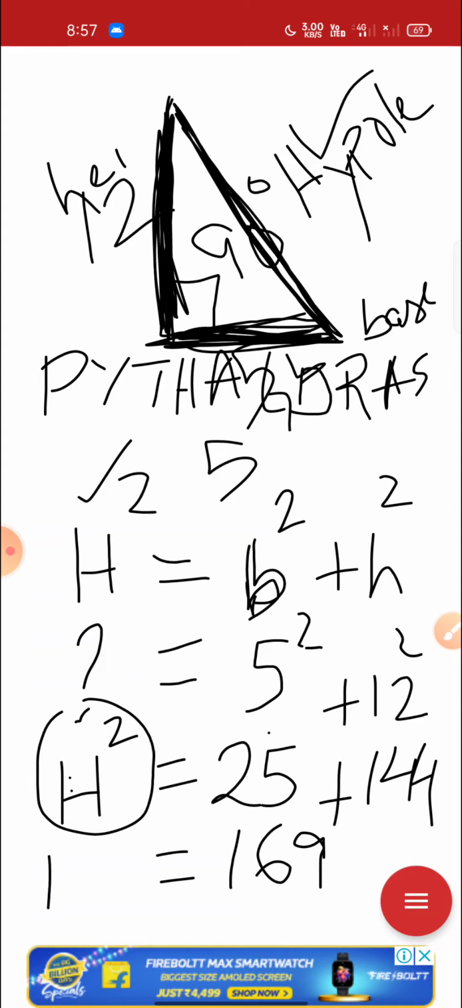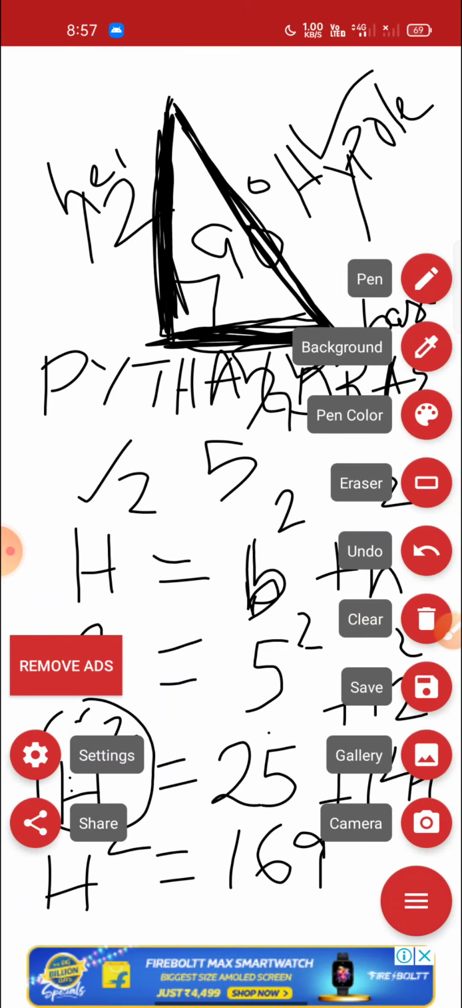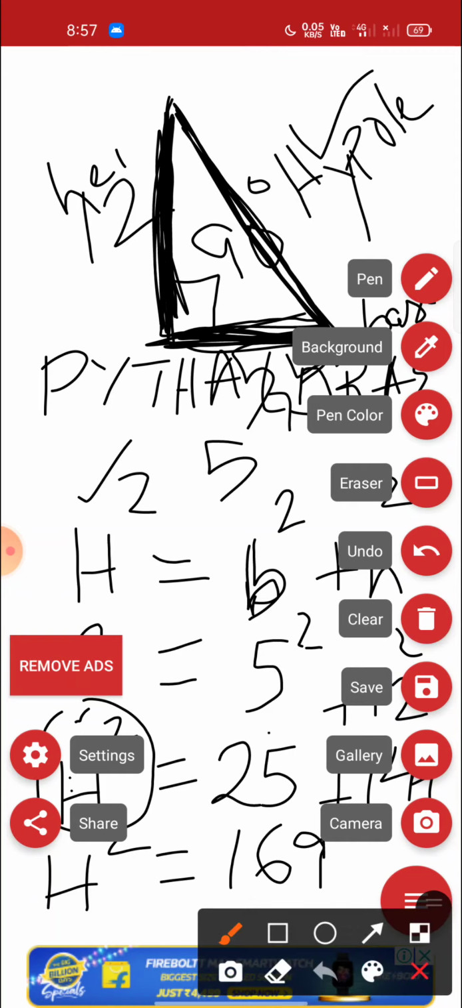169. So h square will be, okay, I'm just gonna... please make sure you copy this sum, because in the exam I'm going to give you the exact sum. Only the numbers will change. So make sure that you copy it. For now, I'll clear the screen.